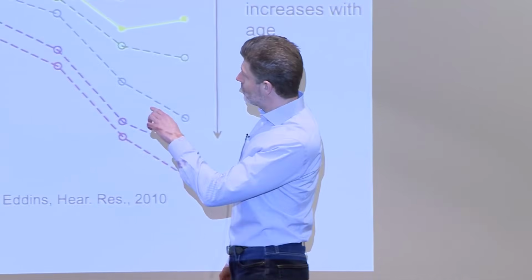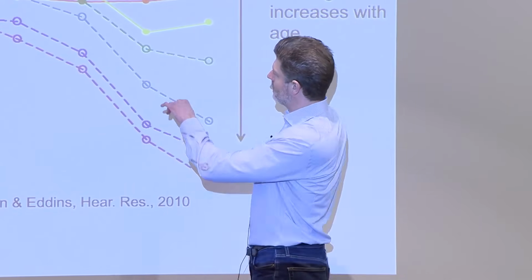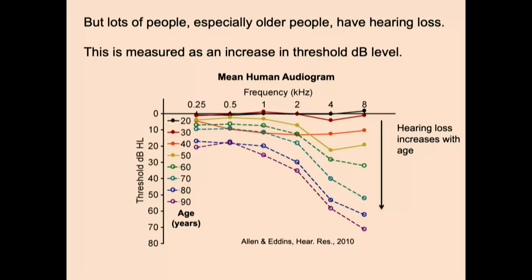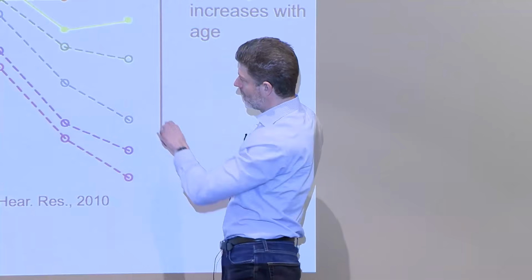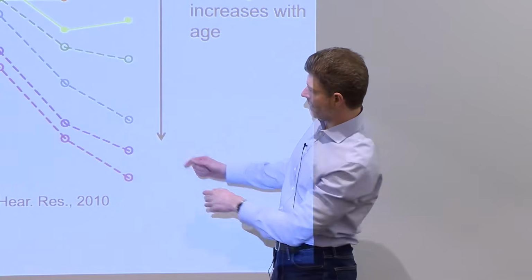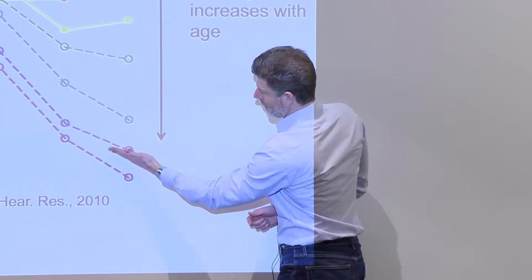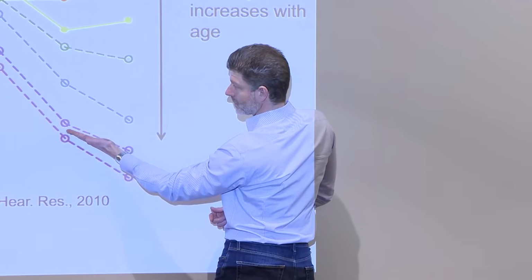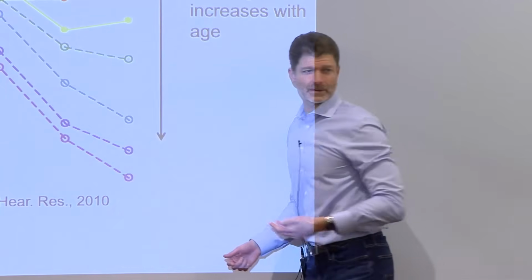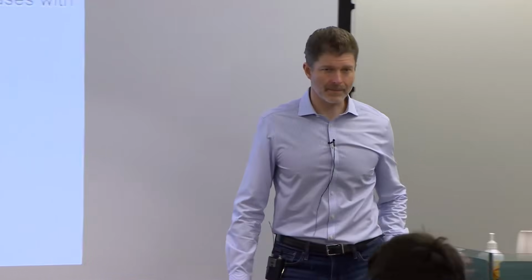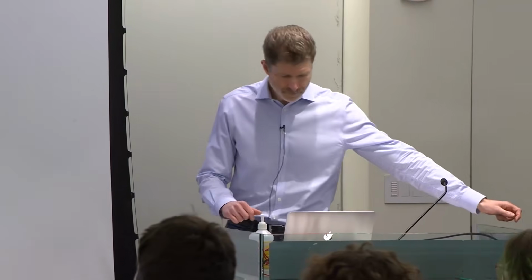But as you move beyond that, 40, 50, 60, there starts to, on average, be some fairly significant threshold elevation, right? And it's just systematic with age, and is really quite significant. So you can see that people in their 80s, at these high frequencies, 4 and 8 kilohertz, we're talking 60 decibels of threshold elevation. Okay, so pretty substantial.